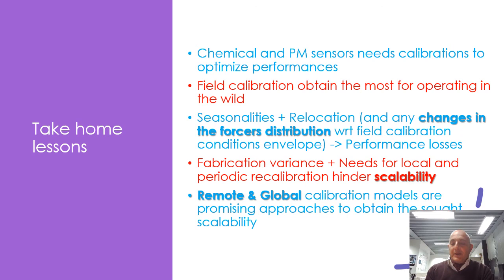From the commercial point of view, this is very costly. So you need to have a different, separate calibration for each of the multi-sensors you will develop and you want to sell. And every now and then you need to have a periodic recalibration, and don't forget you need access to a reference analyzer in order to recalibrate. So this basically hinders the possibility to achieve scalability with basic field calibration approaches. Remote and global calibration models are promising approaches to obtain this sort of scalability, and we will have a look at this in the next lectures.